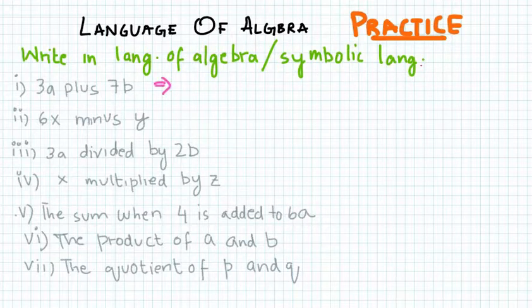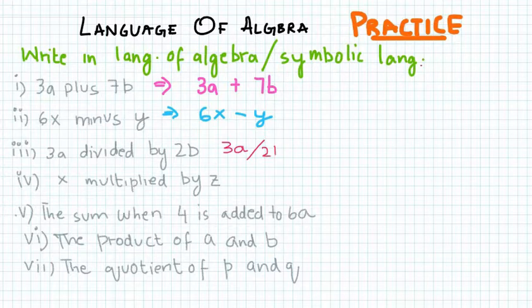So 3a plus 7b. It was easy. 6x minus y. 3a divided by 2b.